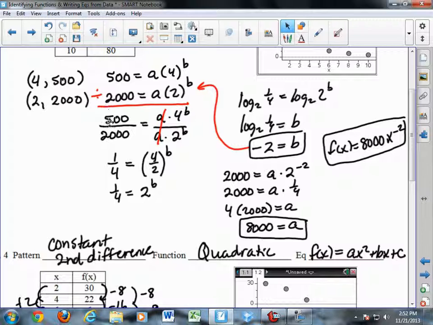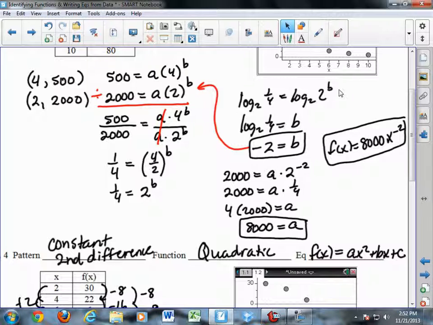Dividing the second equation by the first, or the first equation by the second, I get 500 over 2,000 equals a times 4 to the b over a times 2 to the b. The a's cancel. 4 to the b divided by 2 to the b is the same as 4 divided by 2 to the b. Same exponent, I can divide the bases. So 1/4 equals 2 to the b. Many of you will recognize at this point that b is -2, which is fine. However, sometimes you'll end up with messier numbers that you won't be able to recognize. So in this case, you would have to use logs to solve.